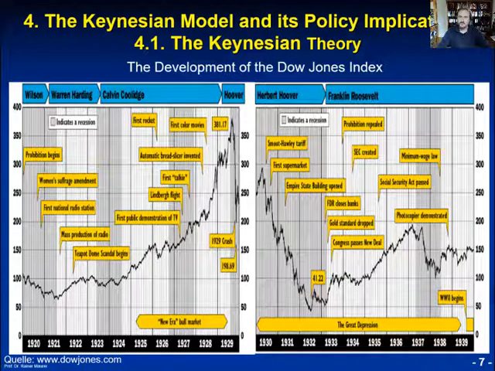This diagram shows the development of the Dow Jones Index. The Dow Jones Index is very often used as an index for the performance of the New York Stock Exchange before and after the stock market crash of the year 1929.